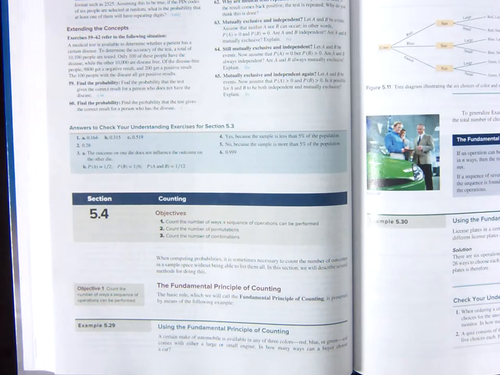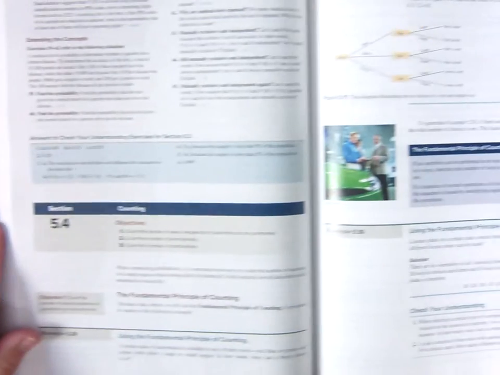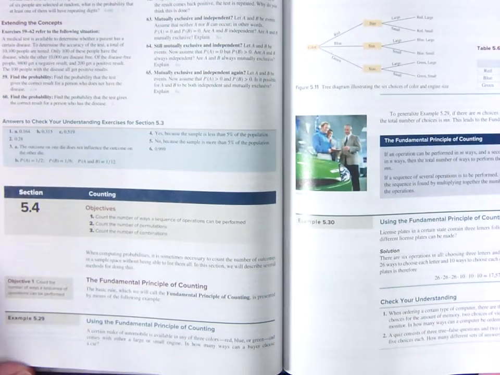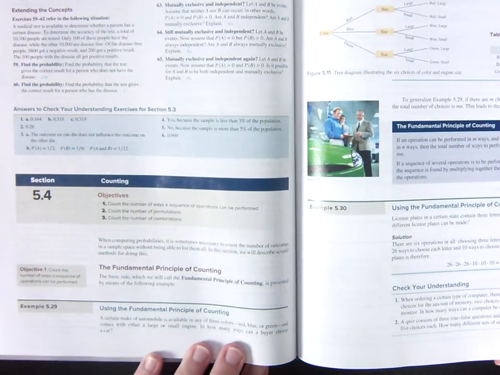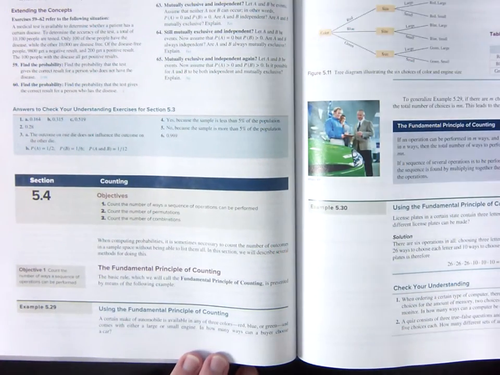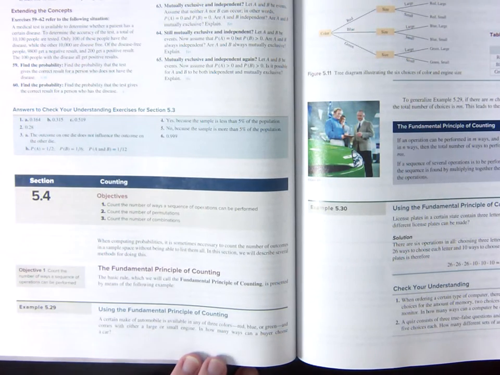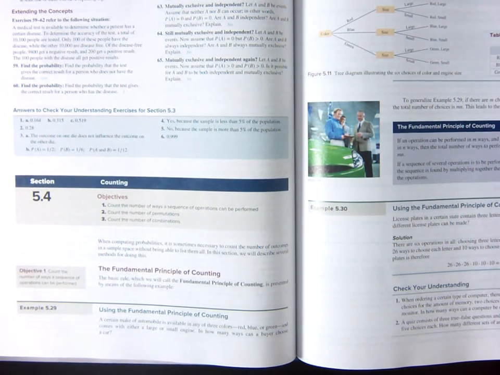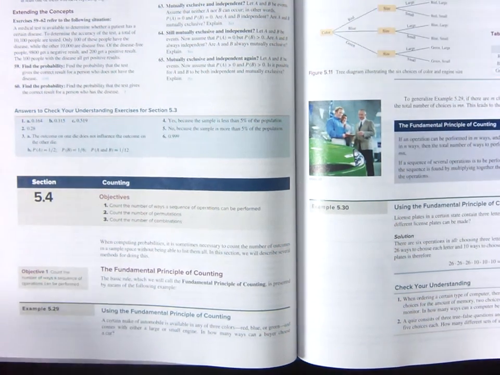Fundamental principle of counting is, for instance, when we know we have so many options of one thing, so many options of another thing, and so many options of maybe a third or fourth thing, and how we figure out what those are. So for example, let's take a look at this first example they give us here. We have an automobile available in any three colors, red, blue, or green, and it comes with either a large or a small engine. How many ways can a buyer choose the car?